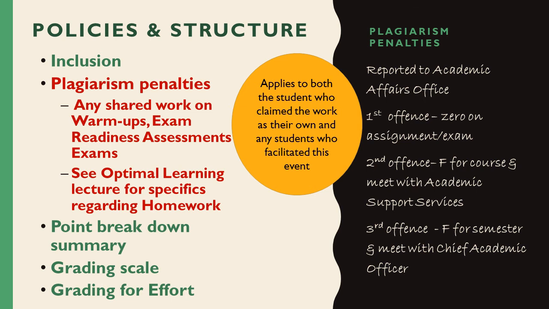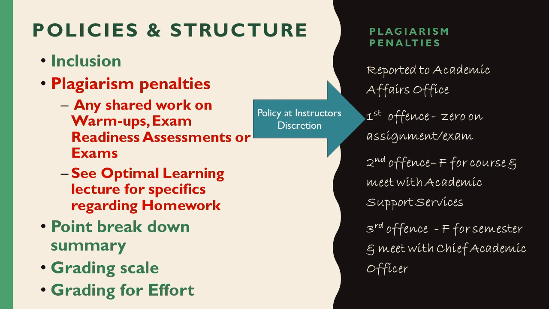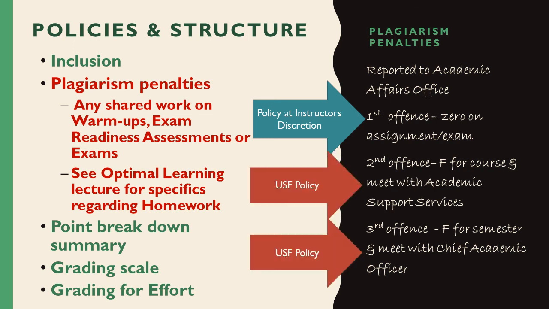Any case of plagiarism that I report, I report both students that were involved, or any students. I've never had to deal with a group, but if it occurred, that would be the requirement. So when we're looking at this, our first offense, now this is policy, is set at my discretion, and I've decided that you get a 0 on the assignment or the exam. After that point, we move into the USF policies. USF says that a second offense is an F for the course, and you meet with the academic support services. Third offense means you get an F for the semester and a meeting with the chief academic officer. In short, people, plagiarism does not pay here, nor do you need to do it.